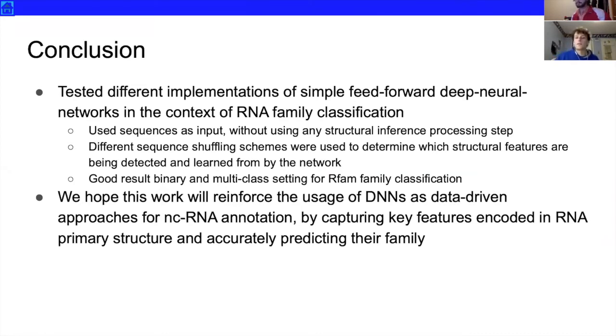So what kind of features are the neural networks detecting to be able to make their classifications. We hope that this work will reinforce the usage of these DNNs as a data-driven approach to non-coding RNA annotation, by capturing key features encoded in RNA primary structure and accurately predicting their family. We hope that these will someday be used in whole genome annotation systems.